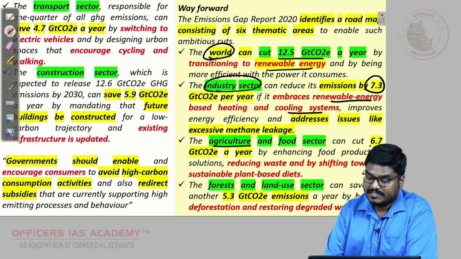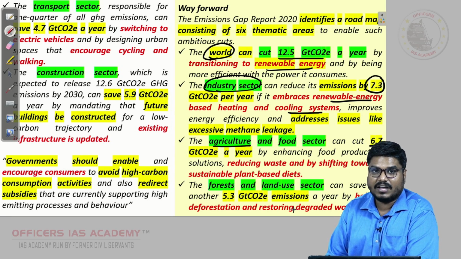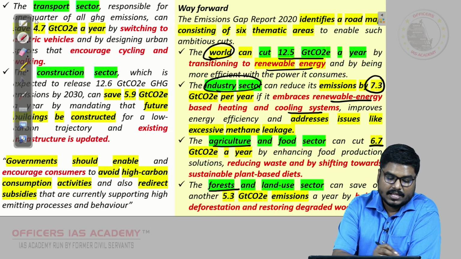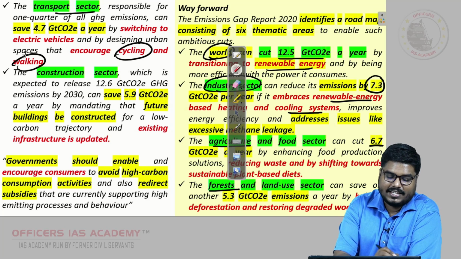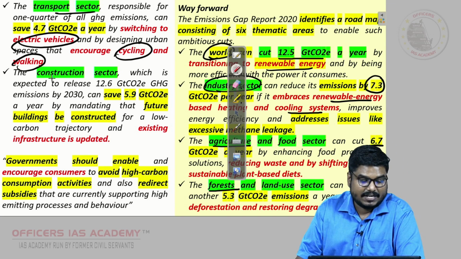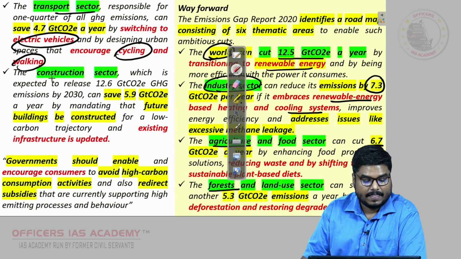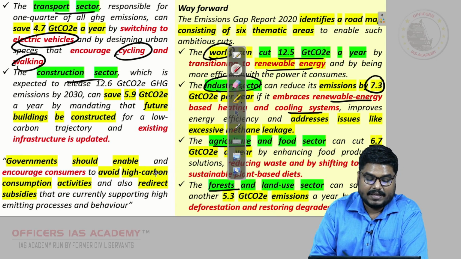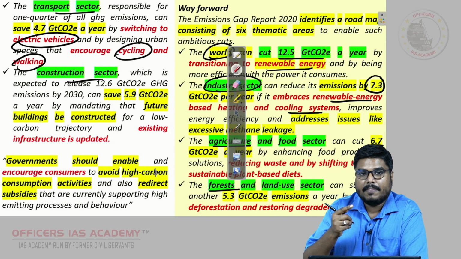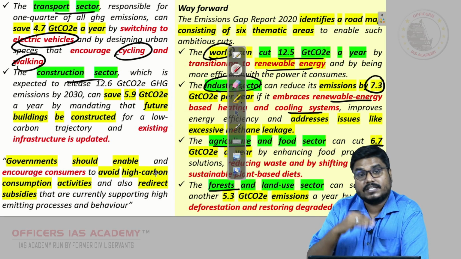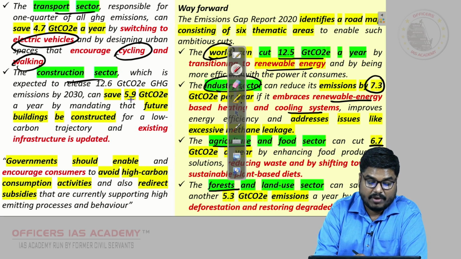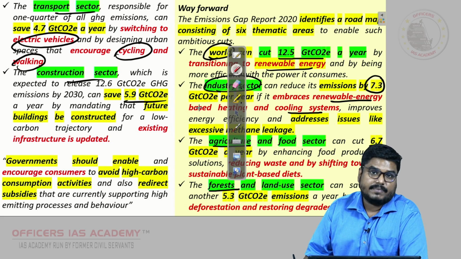Agriculture can reduce up to 6.7 gigatons of carbon dioxide emission. With the help of forests, we can reduce the carbon emission by 5.3 gigatons. Transportation sector, by switching to cycling, walking, electric vehicles, can reduce the carbon emission by 4.7 gigatons. Construction sector, by adapting the design in such a way, can reduce the carbon emission up to 5.9 gigatons per year.